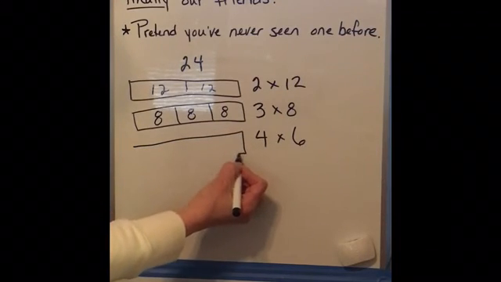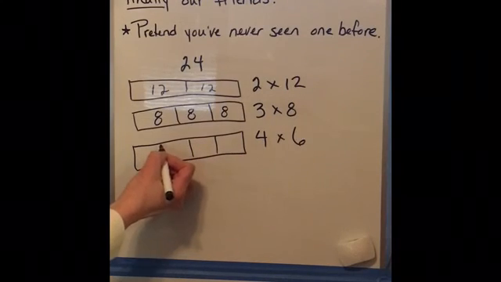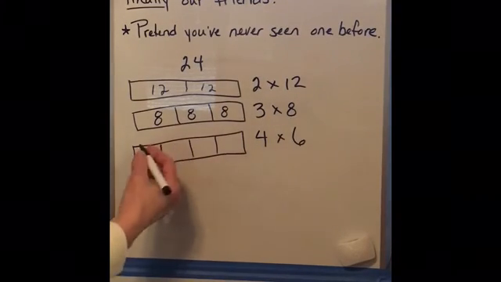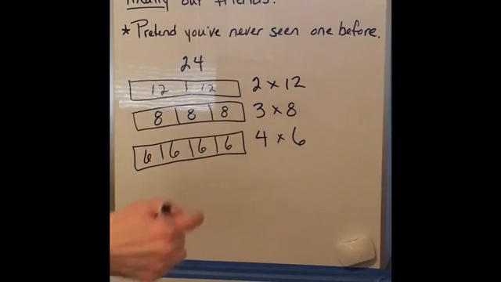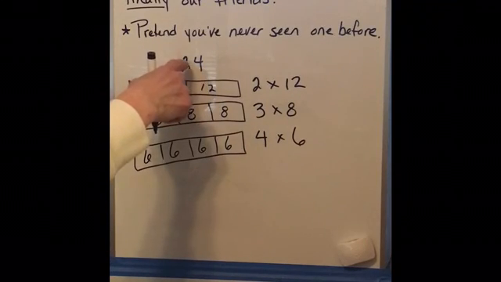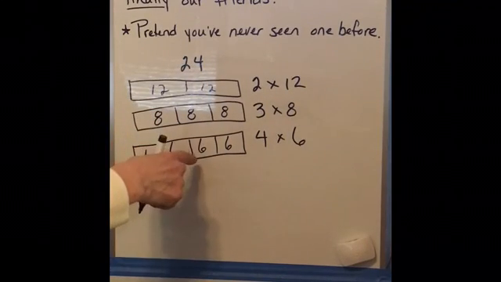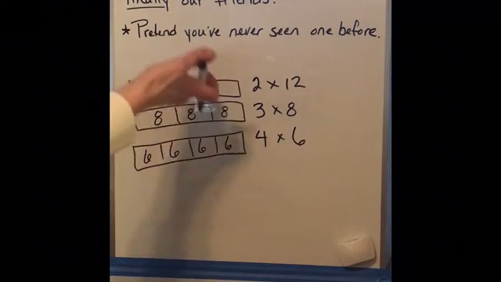To represent 4 times 6, we make 4 boxes. Each box is worth 6. So then we either have 4 times 6 is 24, or 6 plus 6 is 12, plus 6 is 18, plus 6 is 24. So now the tape diagram is our friend and makes it much clearer and easier to see what we've represented.